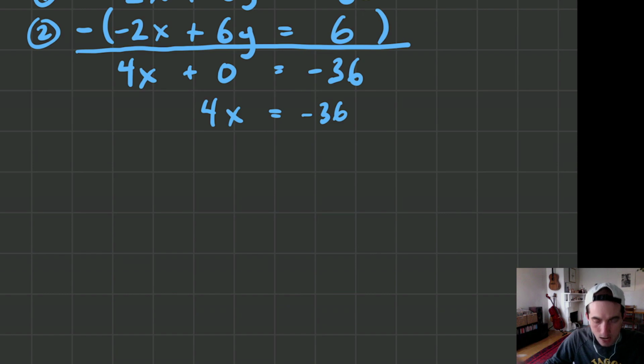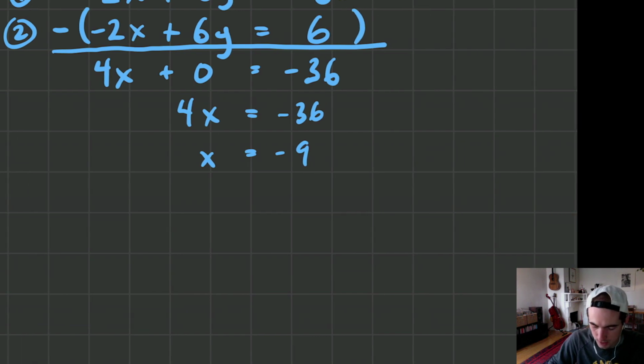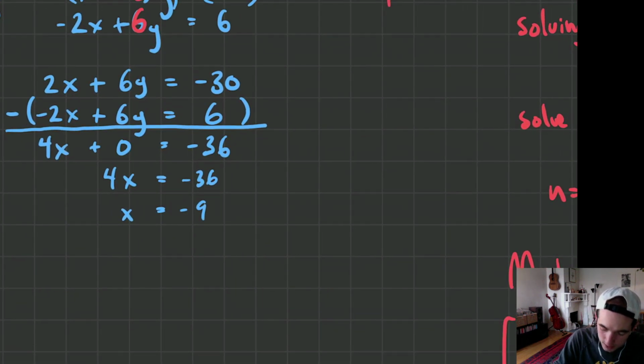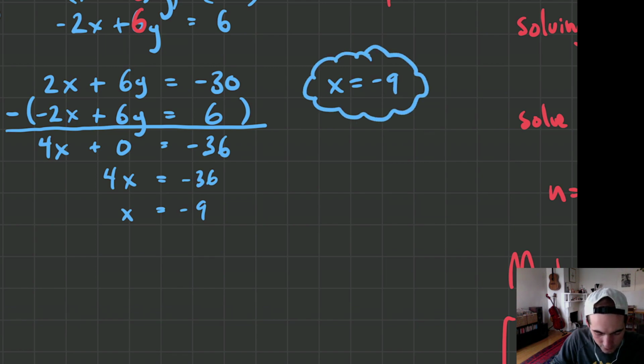So we've narrowed it down to just one equation, one variable. Now I can divide both sides by 4, and I get x is equal to negative 9. Okay, so I'm halfway finished now. So x is equal to negative 9. That much I know. And now I can choose either of these equations.